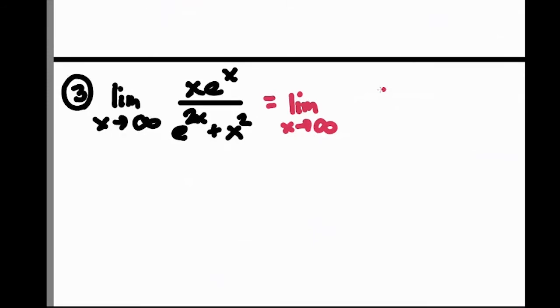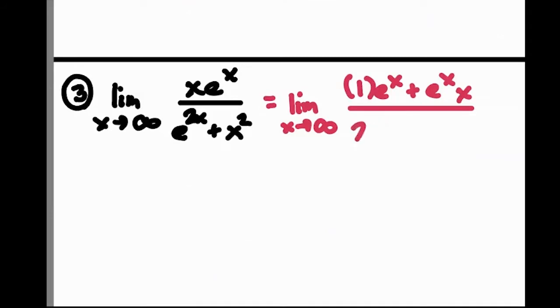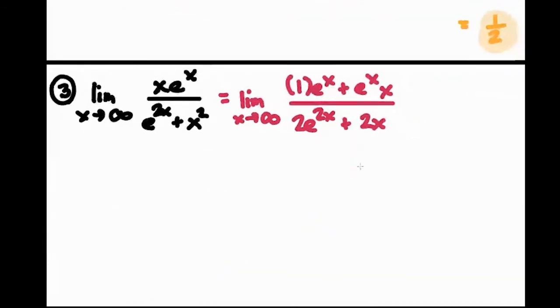Product rule. Okay, so we get f prime g plus g prime f. And then we're going to do the derivative of e to the 2x. You need chain rule on that one. You end up with something like this. But the problem with this one is we still have infinity over infinity. That's embarrassing. No, it's not. It's by design, I promise.